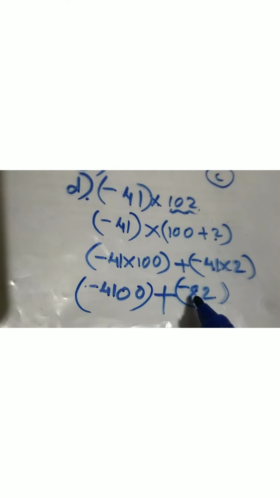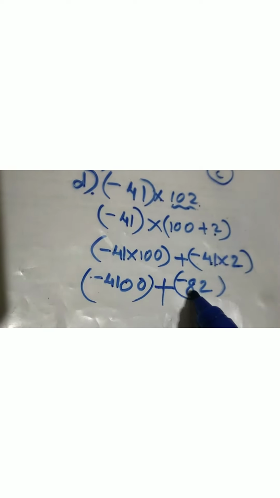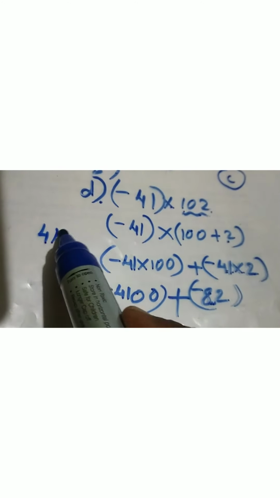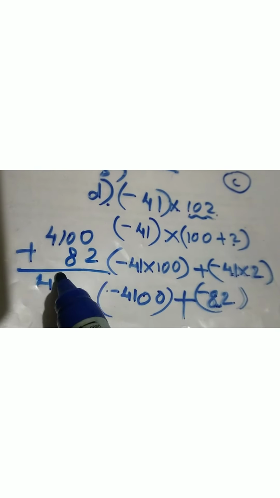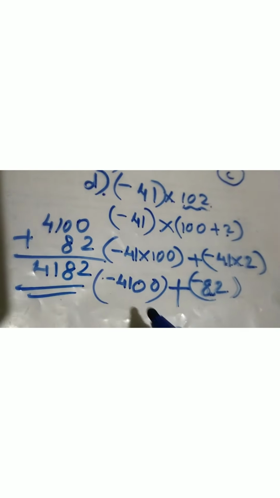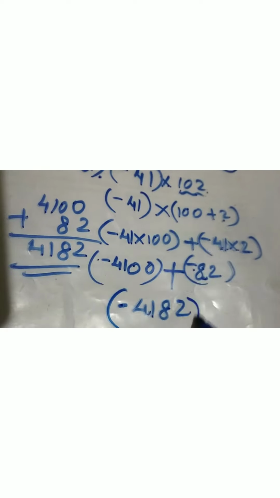Then negative is the answer. So, both products are in negative. So, we can add these two numbers, that is 4100 plus 82. Answer is 4182. So, here we know that these two are in negative, so the answer also, the sum also will be in negative. Is it clear?